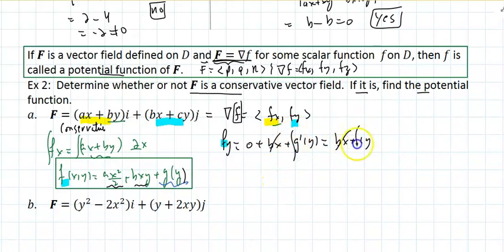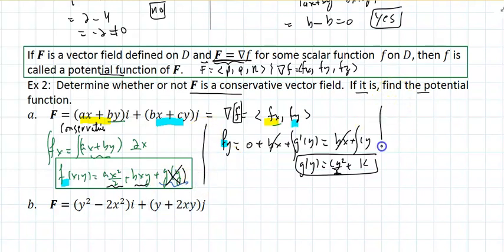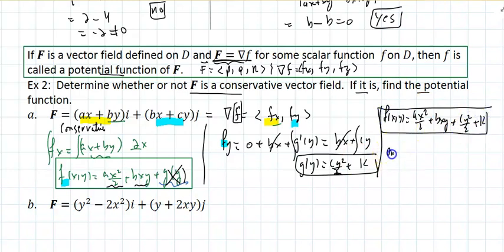So if I integrate, the g of y would be cy squared over 2 plus some constant k. So if I replace g by it, I'm pretty much done. If I say f of x, y is actually ax squared over 2 plus bxy plus, instead of g, cy squared over 2 plus k, that is a fine answer. They could do this in the book.